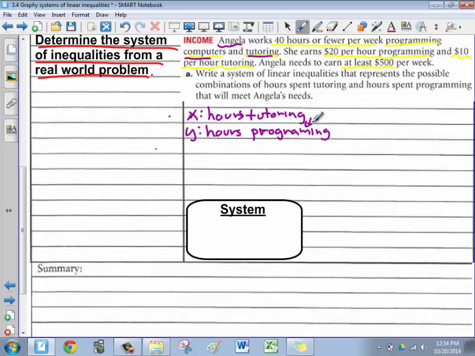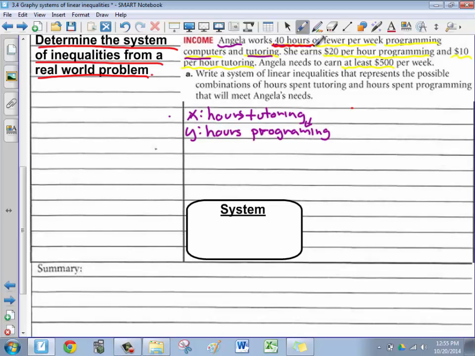Okay. Now that we have these two things, we need to group them together. And when I read this problem, think of the groups. Each group's going to represent an inequality. Okay. And one group's going to be based around hours. How many hours does she spend programming? So let's let that one be our hours grouping. Okay. That's going to be the inequality for that.